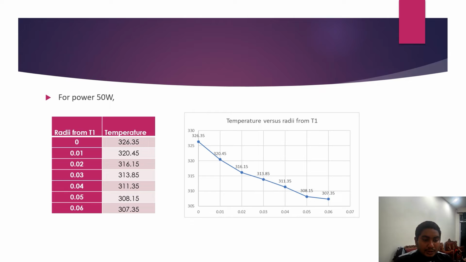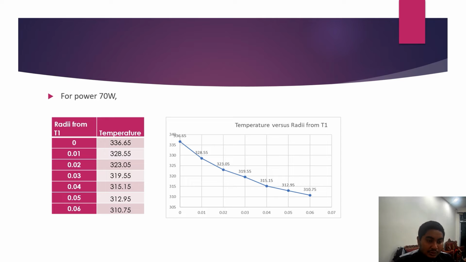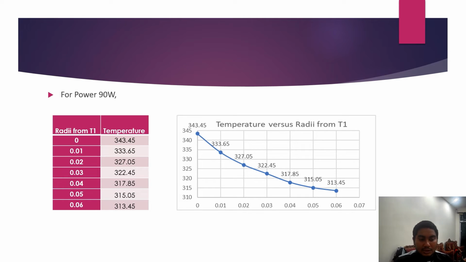For power 50 watt, we get the highest temperature that is 326.35 and the lowest temperature that is 307.35. For power 70 watt, we get the highest temperature that is 336.65 and the lowest temperature that is 310.75. So the last one is 90 watt. We get the highest temperature is 343.45 and the lowest temperature is 313.45.